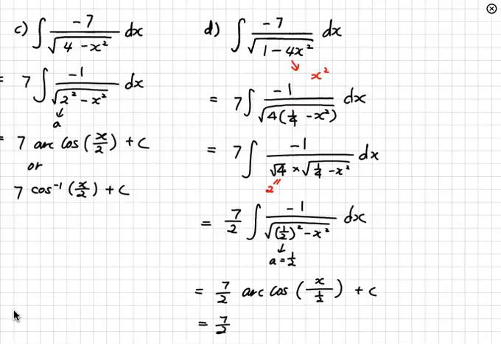And let's tidy up again. So it's 7 on 2 arc cos 2x plus c. So for this question, the key is really we need to factorize this 4 out so that we make sure that we have x squared alone. And then continuously we can take the constant multipliers out of the integration.